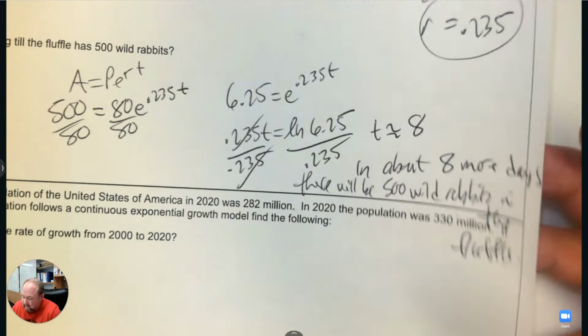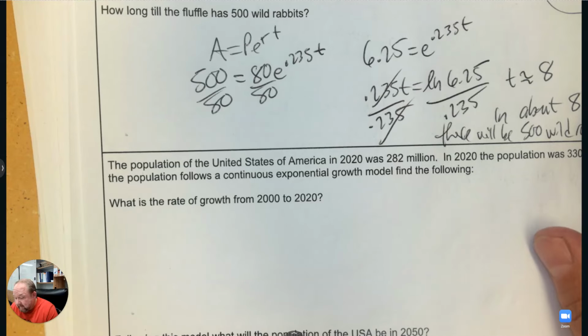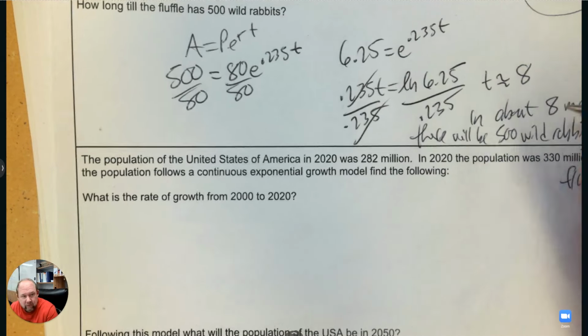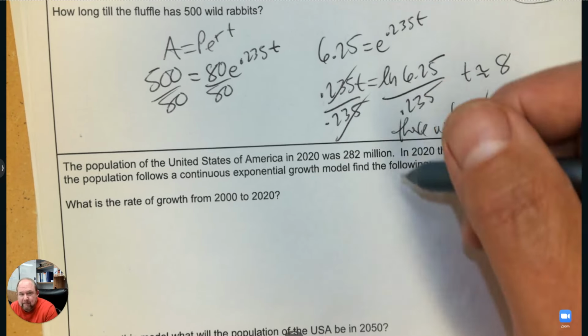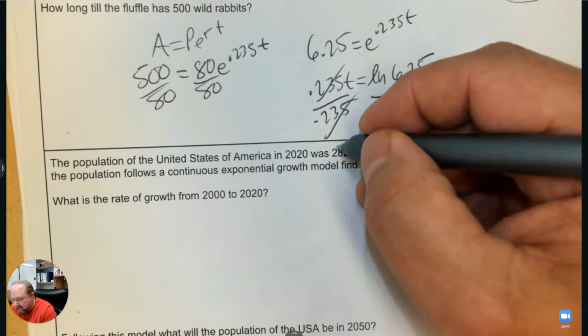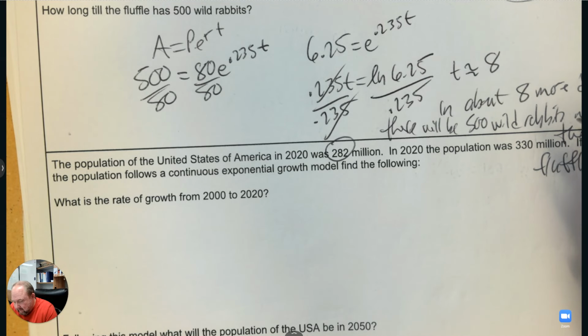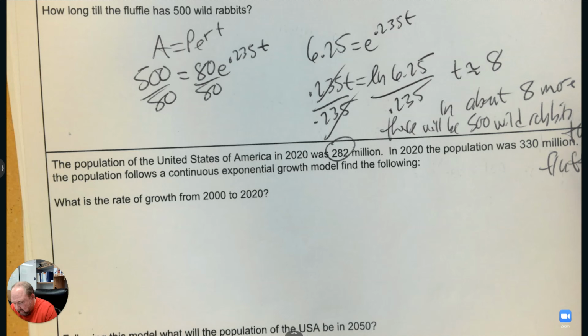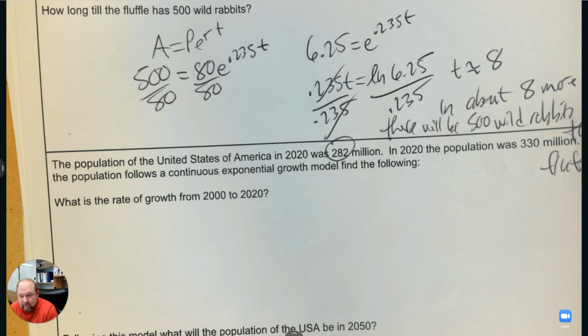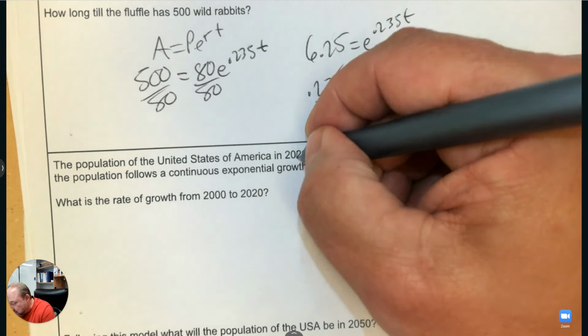All right, we're almost there. Last one. The population of the United States, and this is actually true, just so you know. I looked it up. I didn't make up the numbers. 2020 is 282 million. What? Okay, I'm going to tell you what happened. I made a typo. You ready? This should say 2,000.